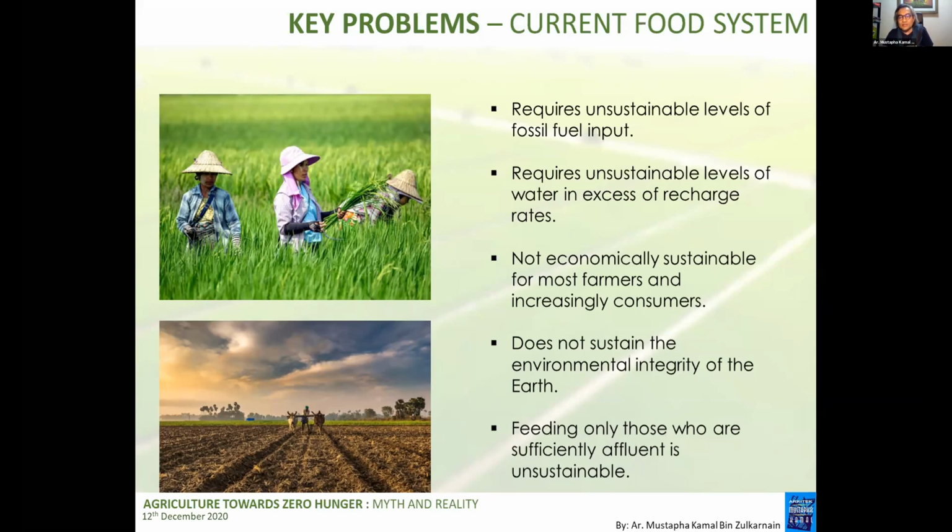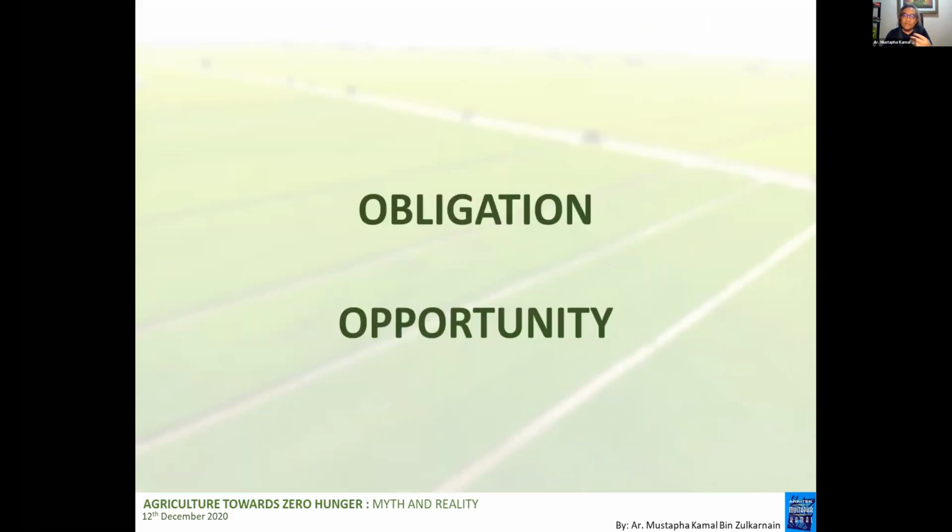Then we also have the problem of environmental integrity, when people say opening up lands will solve this problem, but maybe it may not be so. Normally this food is mainly for the affluent people, but not for the underprivileged people. So we need to understand where this food is going. So we have an obligation and opportunity to do that.